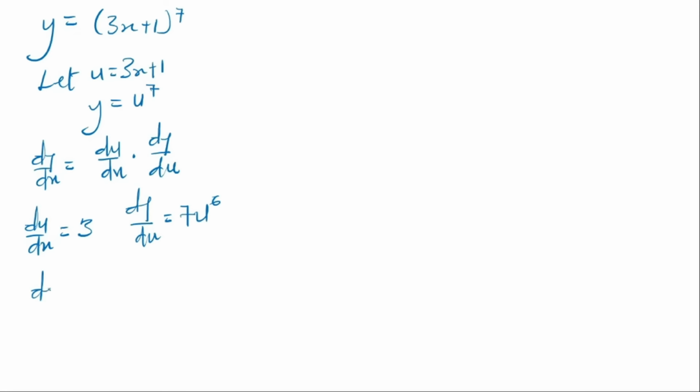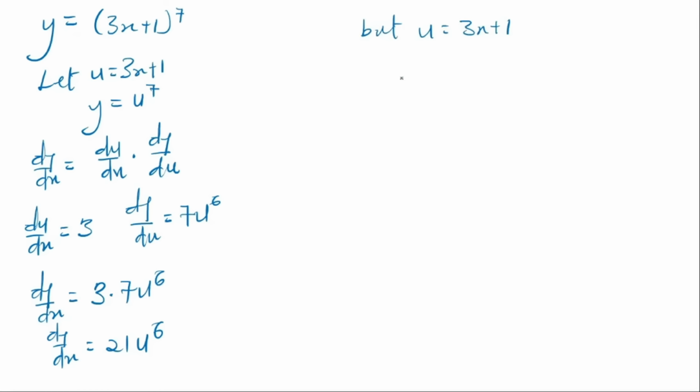So from here we know that our dy dx is just the product of these two values. So we have 3 multiplied by 7u power 6. So it means dy dx is equal to what? 21u power 6. But what is u? So from here we know u is equal to what? 3x plus 1. So it means our dy dx is equal to what? 21 into bracket 3x plus 1 all raised to the power 6 as the differentiation for the second example.